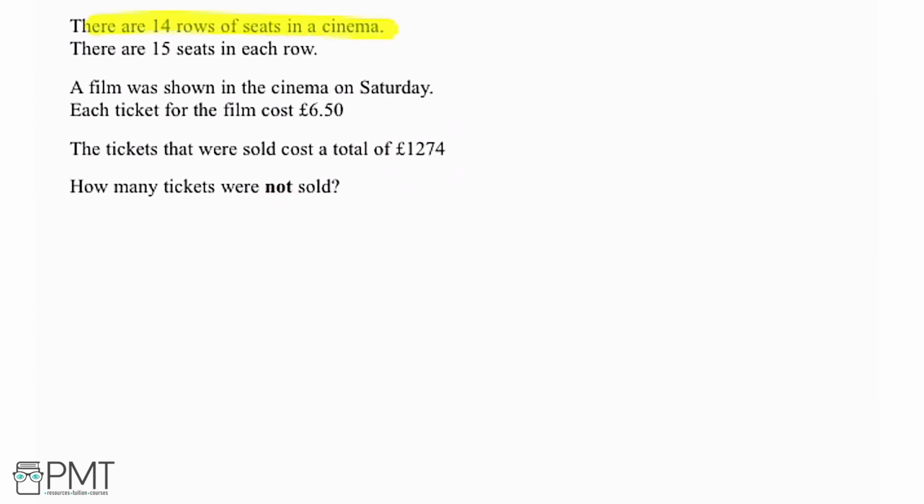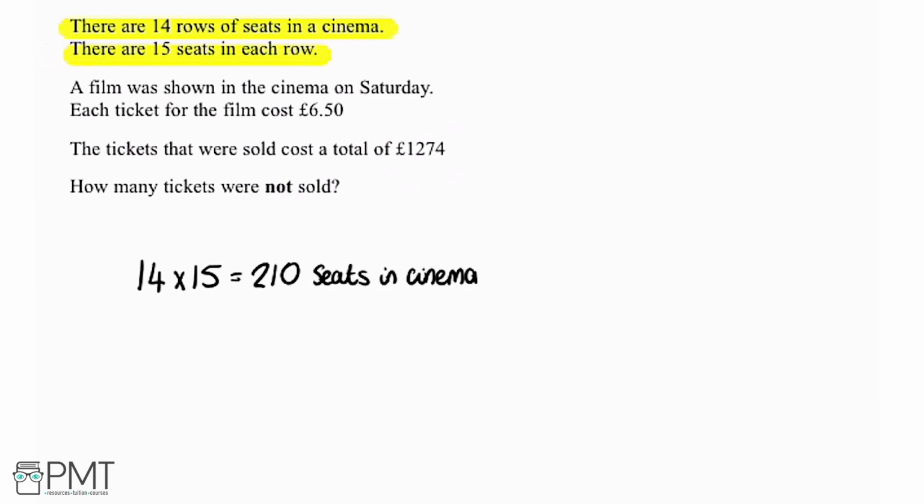So I'm going to start off by using both of these lines. And we're going to work out how many seats there are in the cinema. So what's the maximum number of tickets that could be sold? So we've got 14 rows and 15 seats in each of those rows. So we're going to multiply by 15, giving us 210. Which means it's possible to sell 210 tickets if the cinema was sold out.